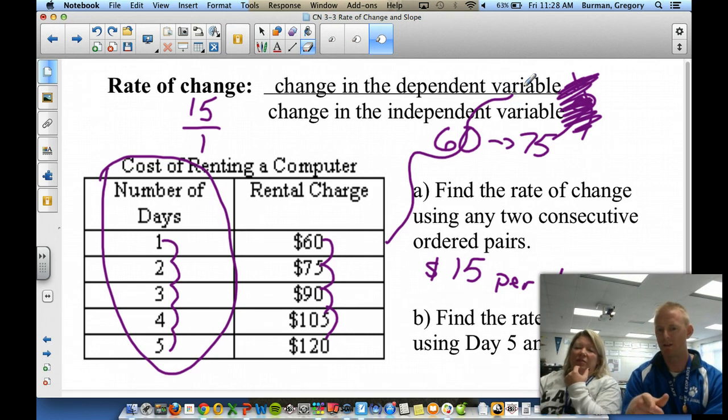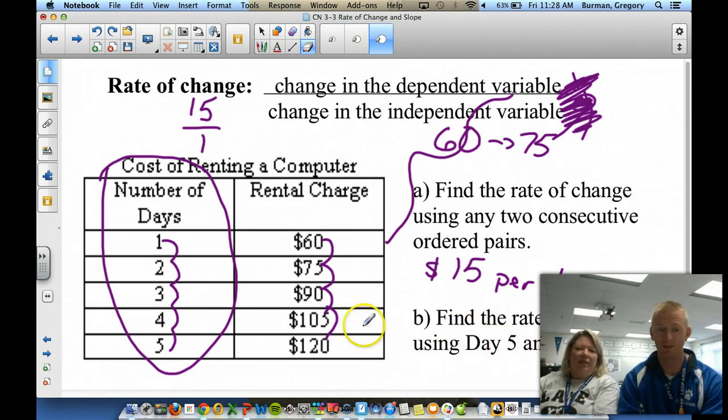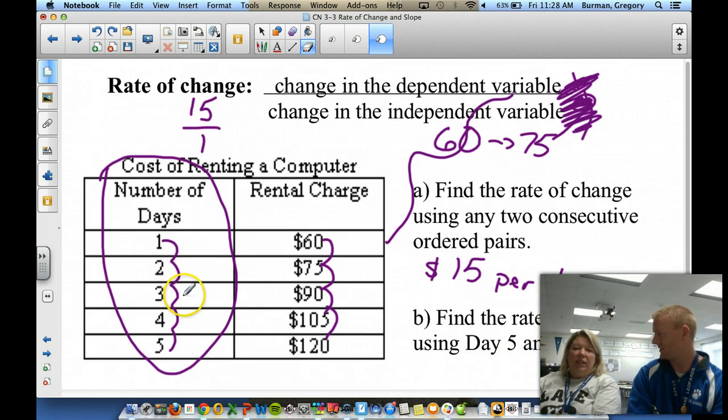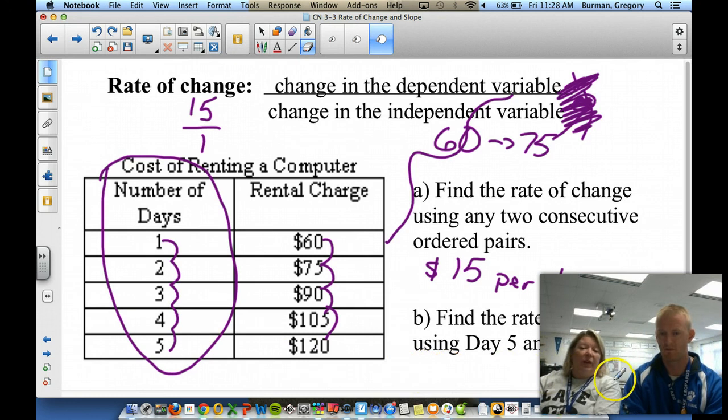So are we all done here? No, because there's part B. Ah, shoot! I can't skip part B either. No, you can't. Find the rate of change from day 5 to day 2. Even though it's words. Okay, so day 5 to day 2, that's like 3 days, isn't it? Yeah. So that's on my bottom. Yeah, because that's your independent variable. And 5 minus 2 is 3.